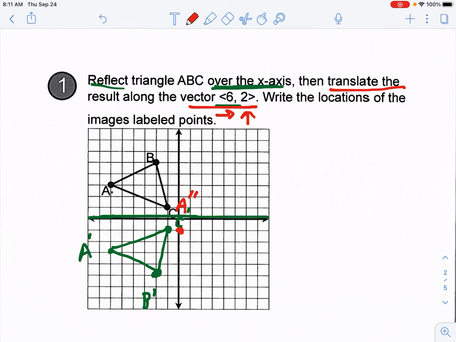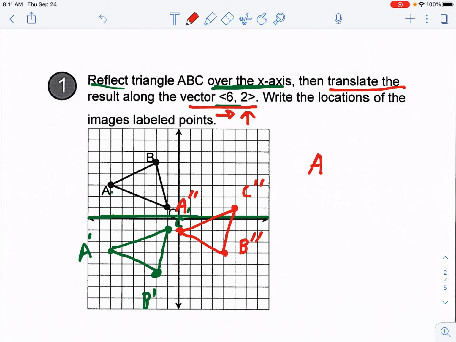All right, let's do B prime. We're going to go right 6 and up 2. So 1, 2, 3, 4, 5, 6. Now up 1, 2, and that's going to be our B double prime. Let's do C. 1, 2, 3, 4, 5, 6, right? Up 1, 2, and there's our C double prime. Okay, we have our new final triangle.